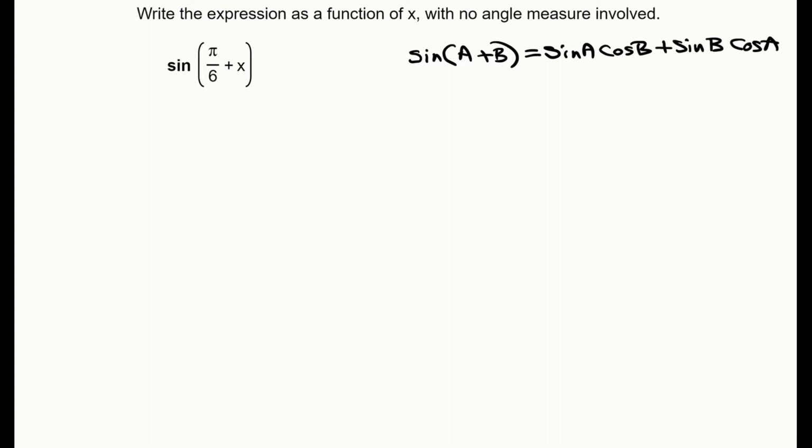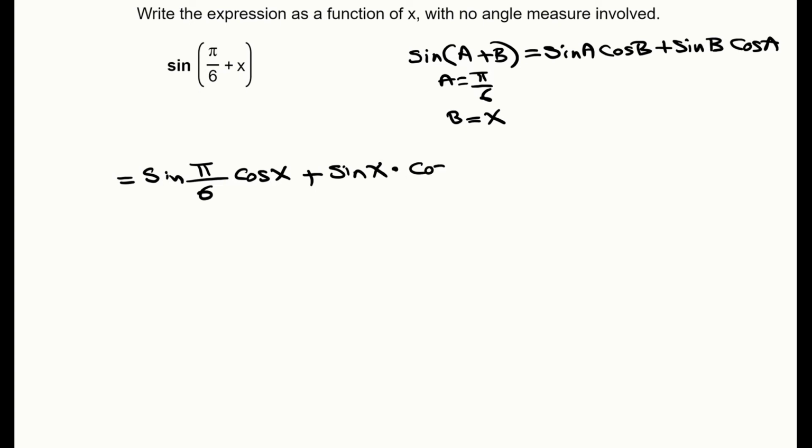So of course here what plays the role of A is pi over 6, and what plays the role of B is x, right? So we're going to end up with sine pi over 6 cosine x, that's cosine of the second angle, or B, plus sine x times cosine of the first angle, which was pi over 6.